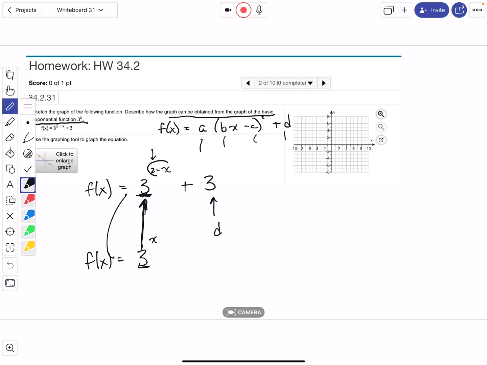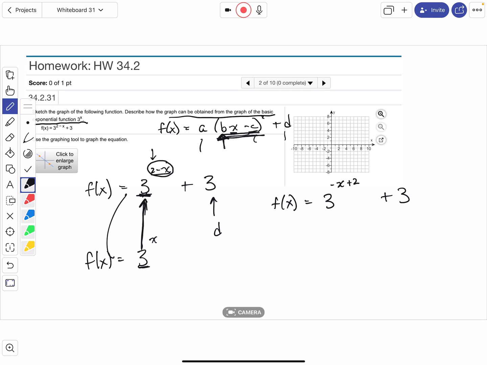Now up here, this looks to be a funny order. This is the order we like it to be in: x plus or minus something. This is in the wrong order. So let's rewrite that. f of x is equal to 3 to the negative x plus 2, plus 3. Okay. Now, with this one here, usually we don't have a sign out front. So my b is a negative 1 there.